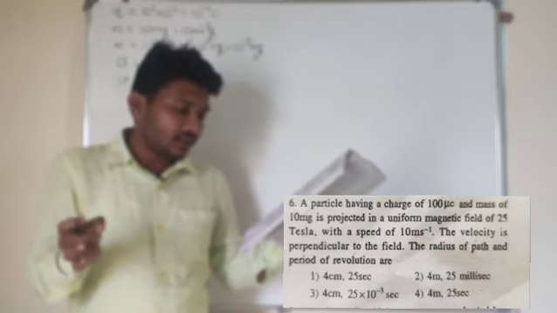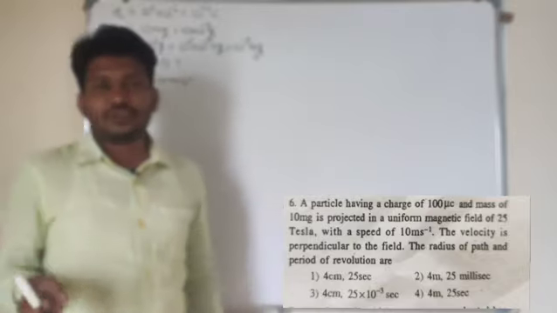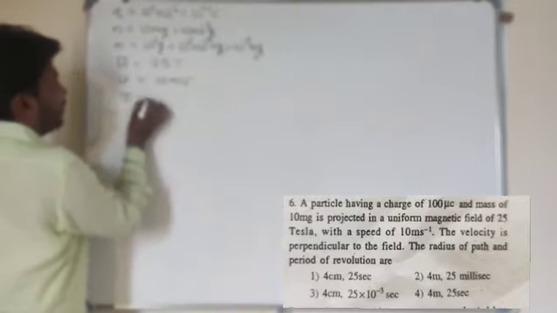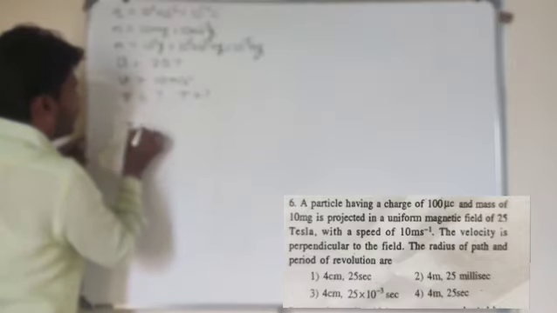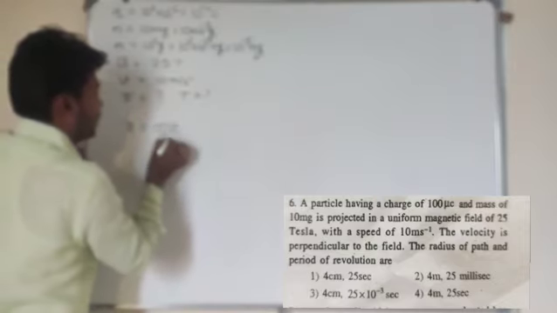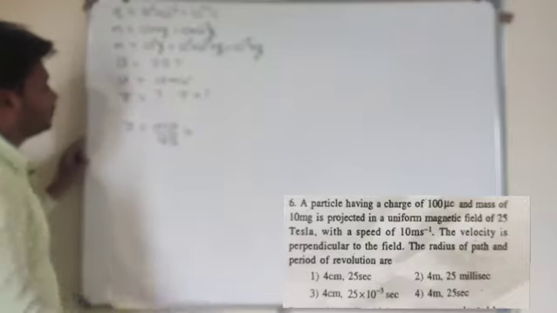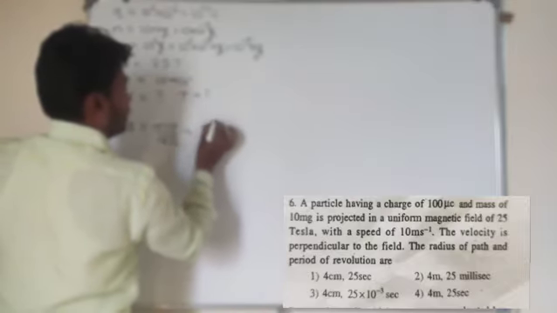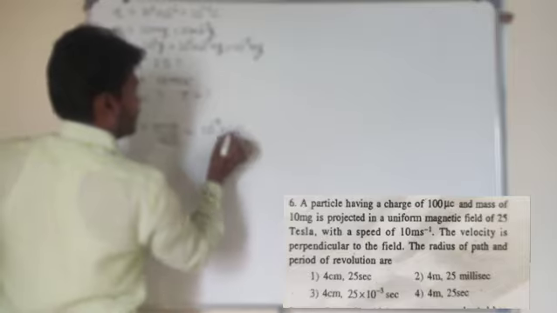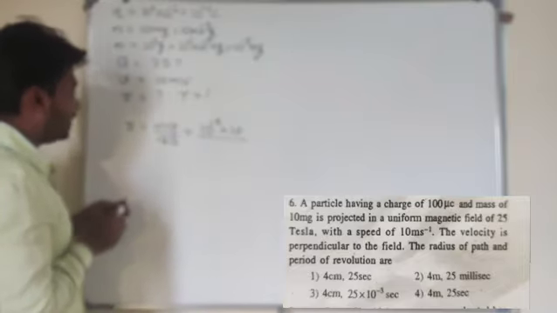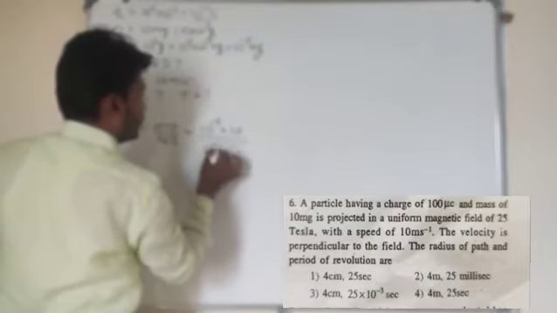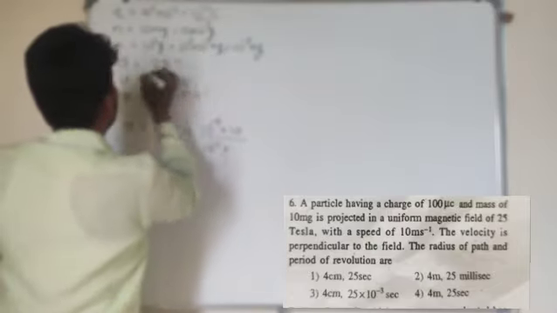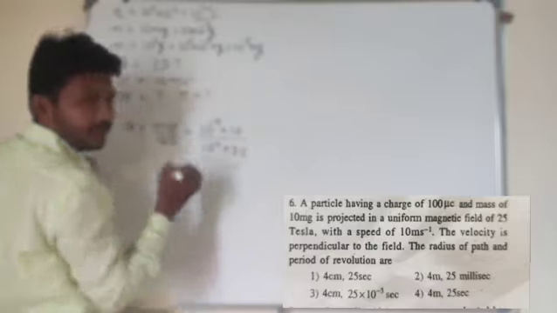The radius of the circular path and the time period of revolution are asked. What are the quantities I need to find out here? Radius and time period. In order to find the radius, we have the formula R is equal to m v divided by q B. Mass is 10 to the power of minus 5 kg. Velocity is 10 here, and the magnitude of the charge is 10 to the power of minus 4. Magnetic field value is 25 here.